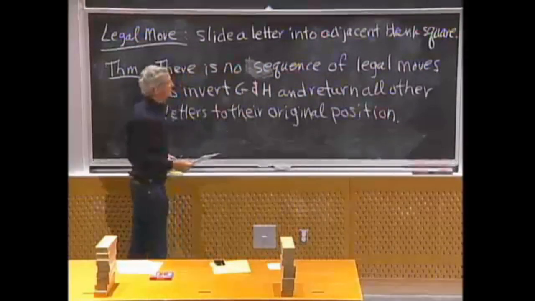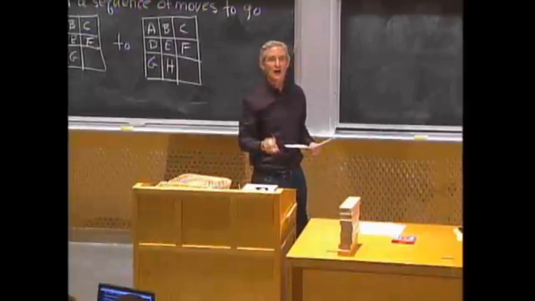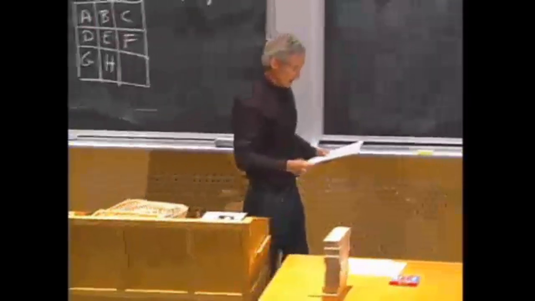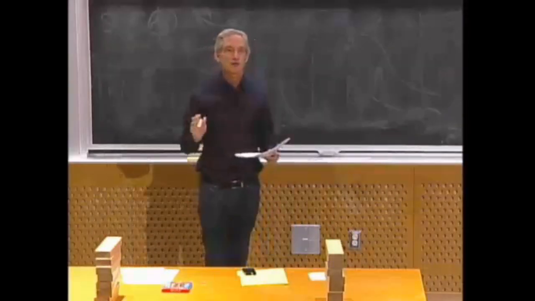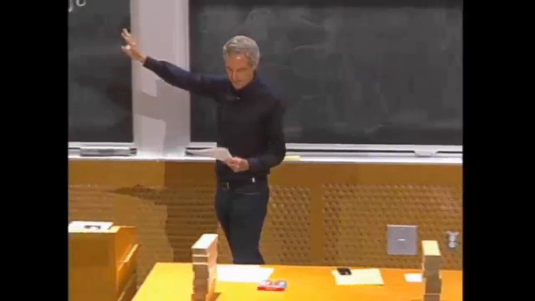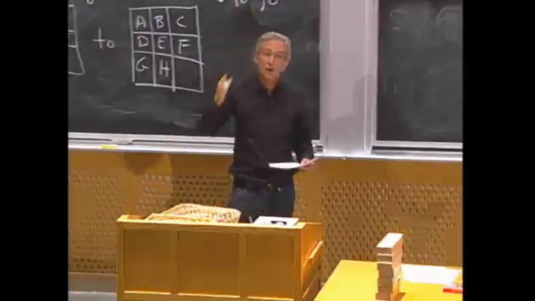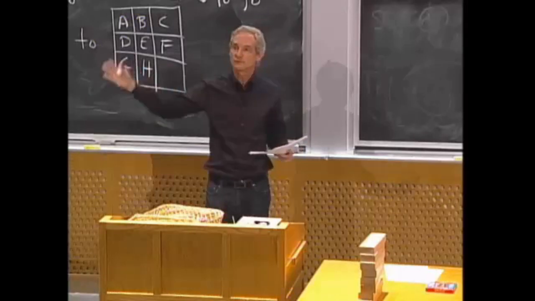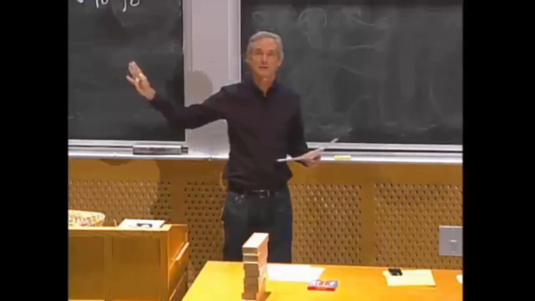Now, to prove this, we're going to use what's called an invariant. It's a very powerful and commonly used concept in computer science, very closely tied to induction, as we'll see. In order to show that your system can never reach a particular special state, it is sufficient to show there's some property called the invariant that holds at the initial state and that is preserved by every legal move and does not hold in that special state.